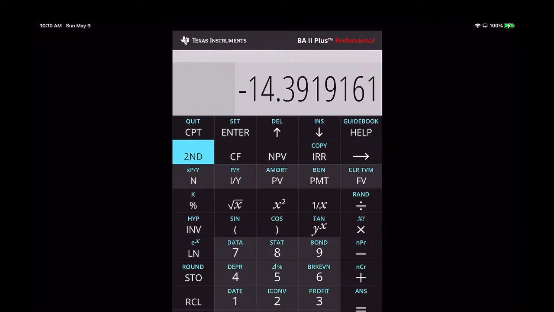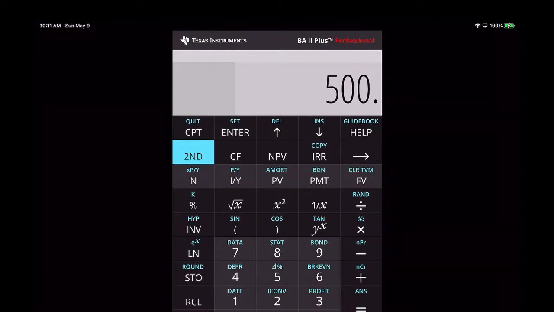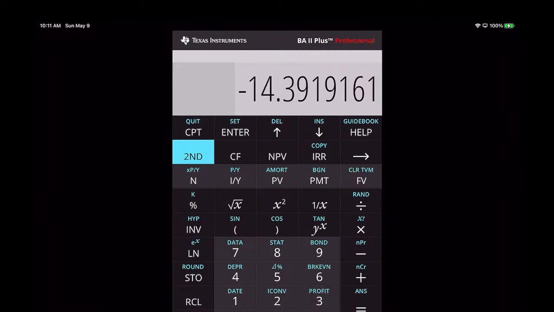And then 0.4 times 80, I'll store that in 2. And in the first one, I'm going to store 400, store 1. So what I have is the first term, the second term, and the third term. And now I'm going to add them together. Recall 1 plus recall 2 plus recall 3 equals.